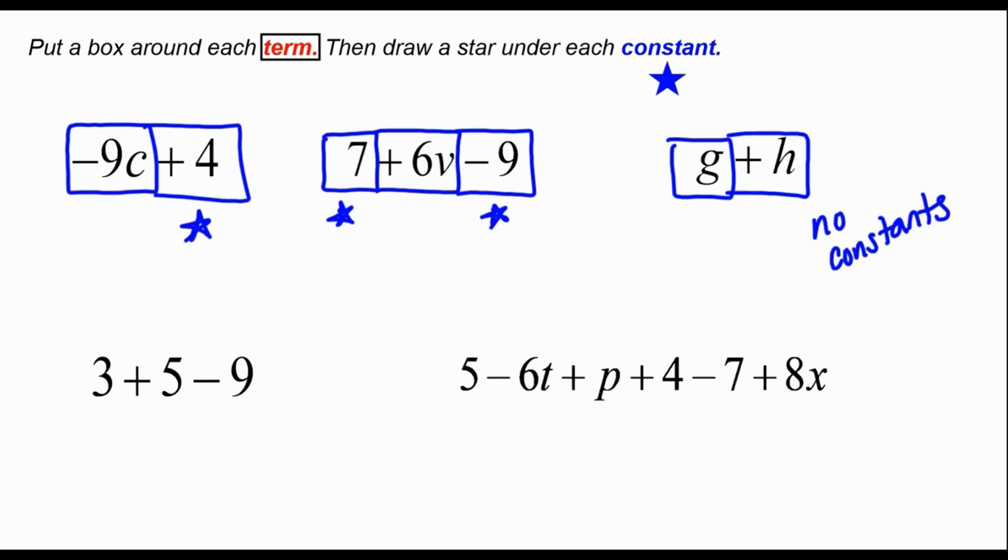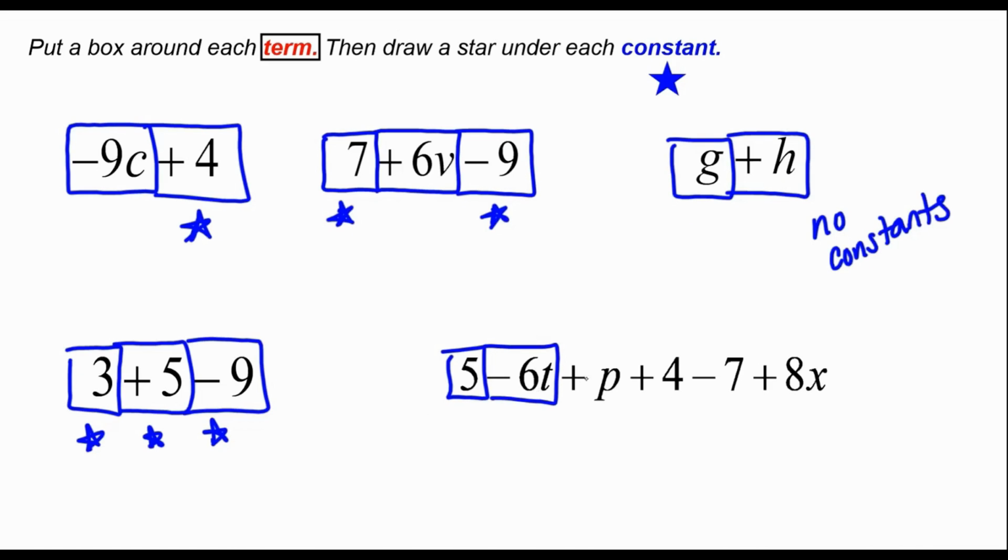It just contains variables. The next one, 3 plus 5 minus 9, this is a numerical expression. This has 3 terms, 3, 5, and 9, and none of the terms contain variables, so these are actually all constants. So everything in that expression is a constant. And then the last one, we've got a lot of terms here. We've got 5, 6t, p, 4, 7, and 8x.